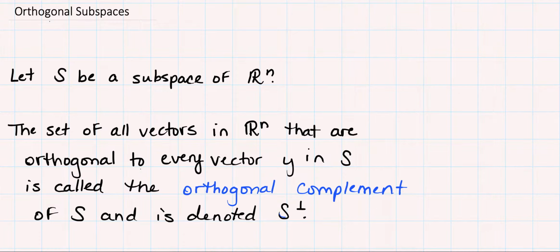Our next topic is orthogonal subspaces. So let's say you have a subspace of the column matrices Rn, and let's call that subspace S. Now the set of all vectors in Rn that are orthogonal to every vector y that belongs to S is called the orthogonal complement of S, and we denote it with an S and a little perpendicular sign, and you can abbreviate that to S perp.